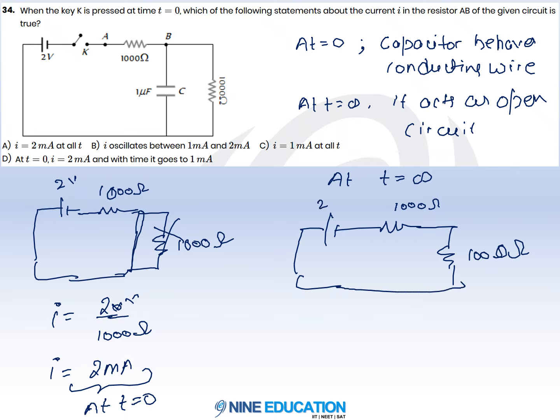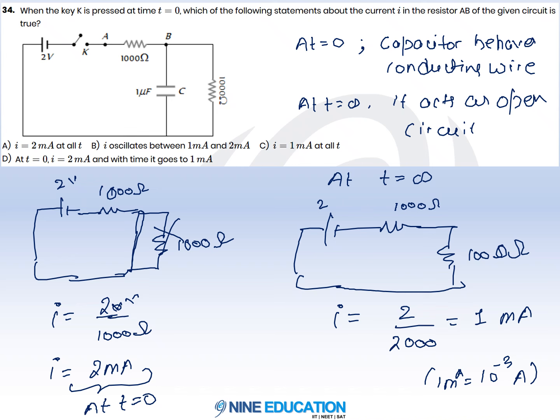This is 2, so net resistance becomes 2000. So current becomes 2 upon 2000 ohm, which is 1 mA. mA means 10 power minus 3 ampere, 1 milliampere. Okay, so what is the answer?